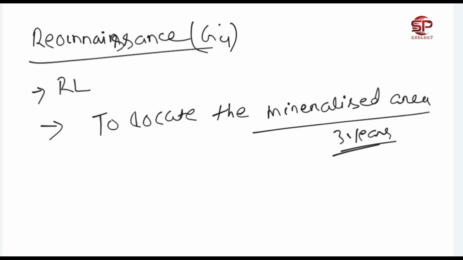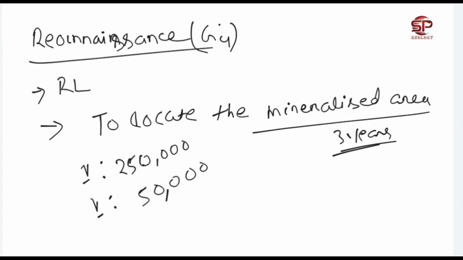So generally mapping is done at 1:25,000 scale or 1:50,000 scale, or 1:250,000.